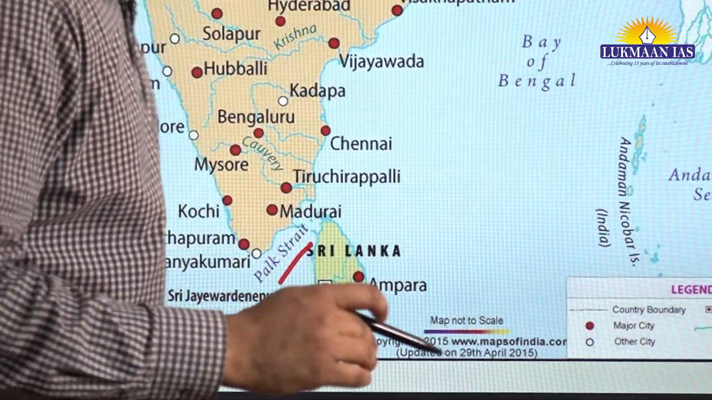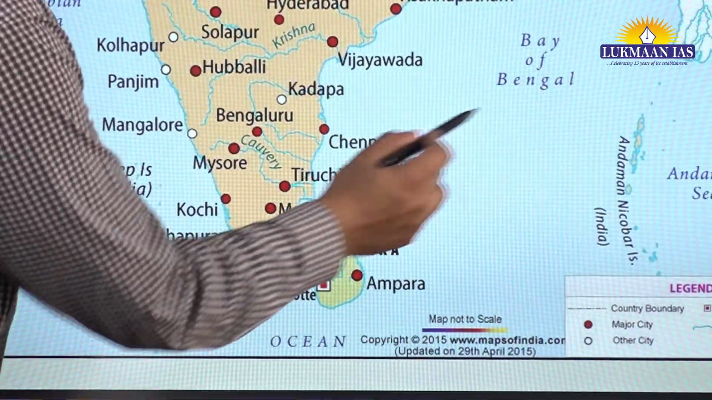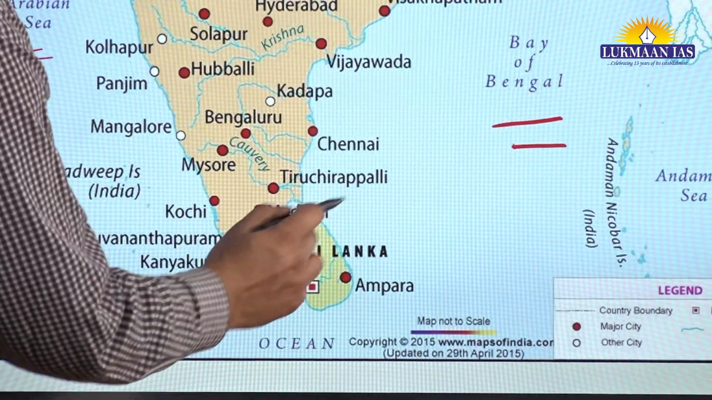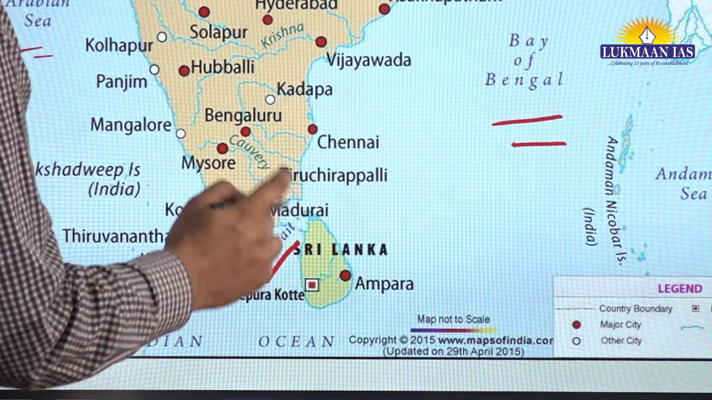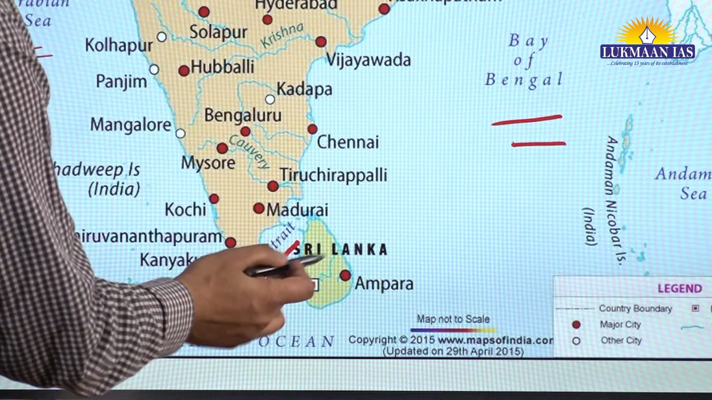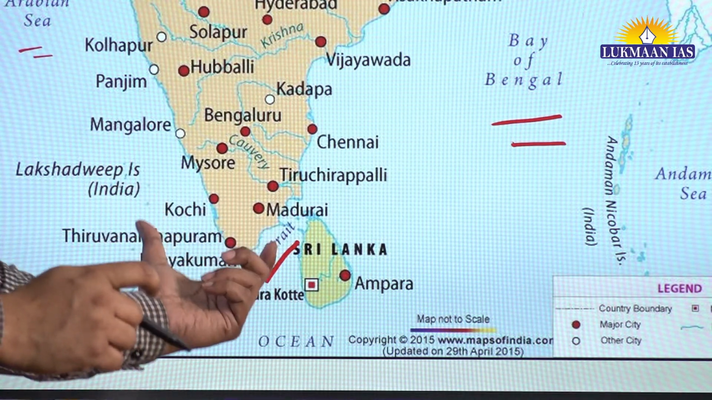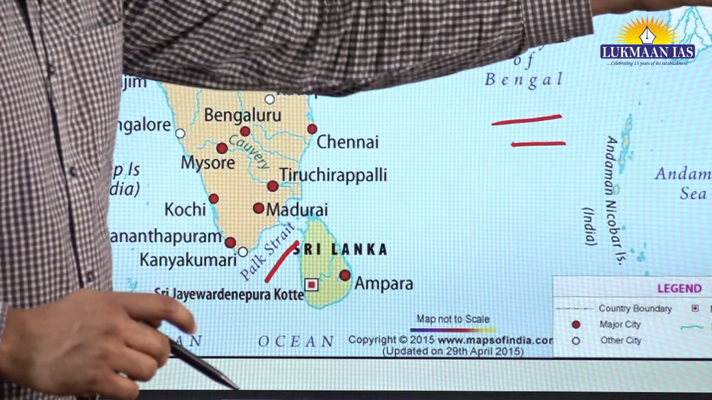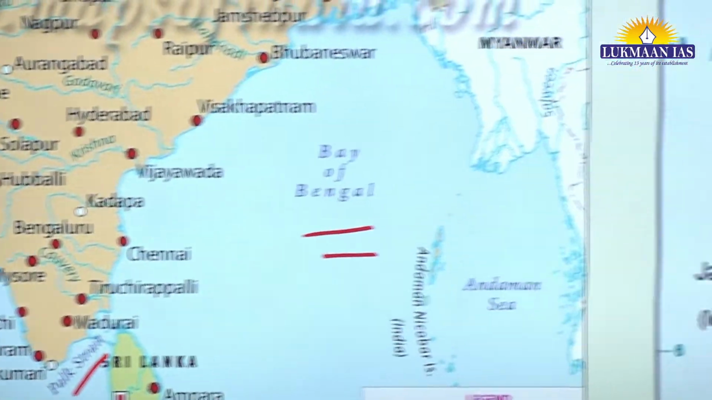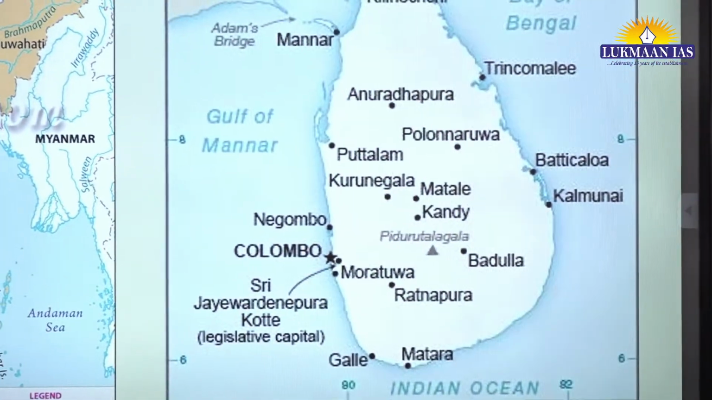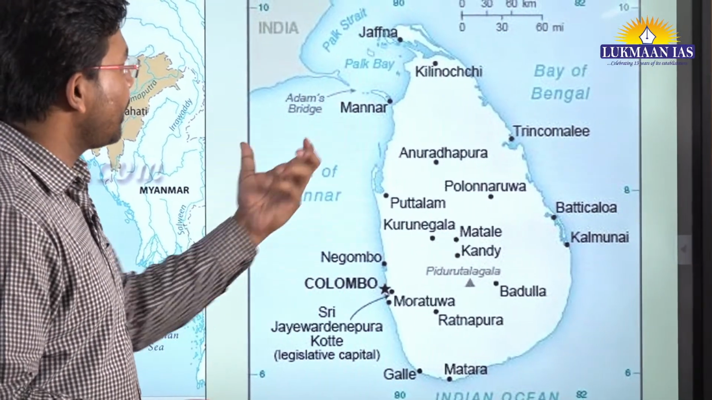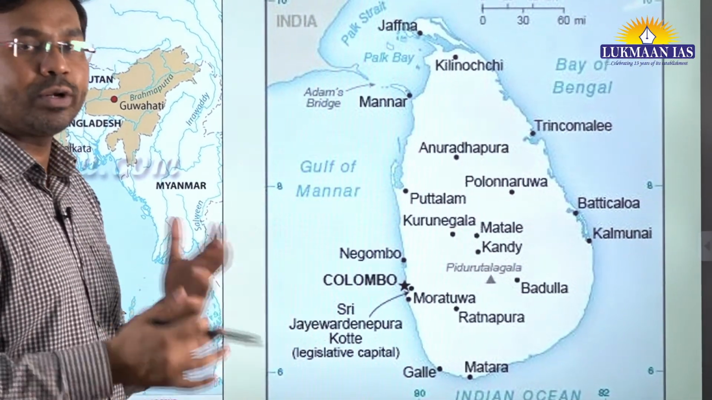P-A-L-K, Palk Strait. And this Palk Strait connects Bay of Bengal with Arabian Sea, right? It connects Bay of Bengal with Arabian Sea, and it separates India from Sri Lanka. So this strait is very important. The Palk Strait is very important. Now let us look at that map. Okay, we are going to now understand about the larger map of Sri Lanka to understand some feature, right? Some feature related to geographical part.